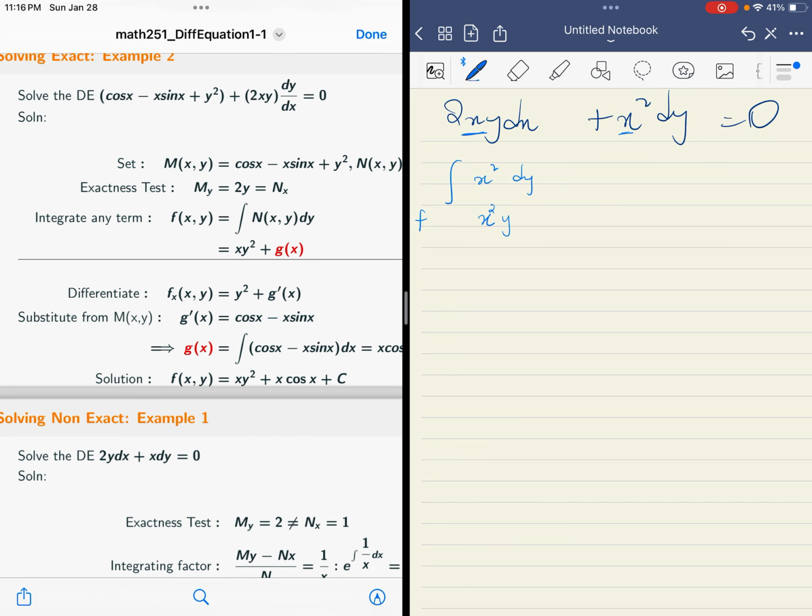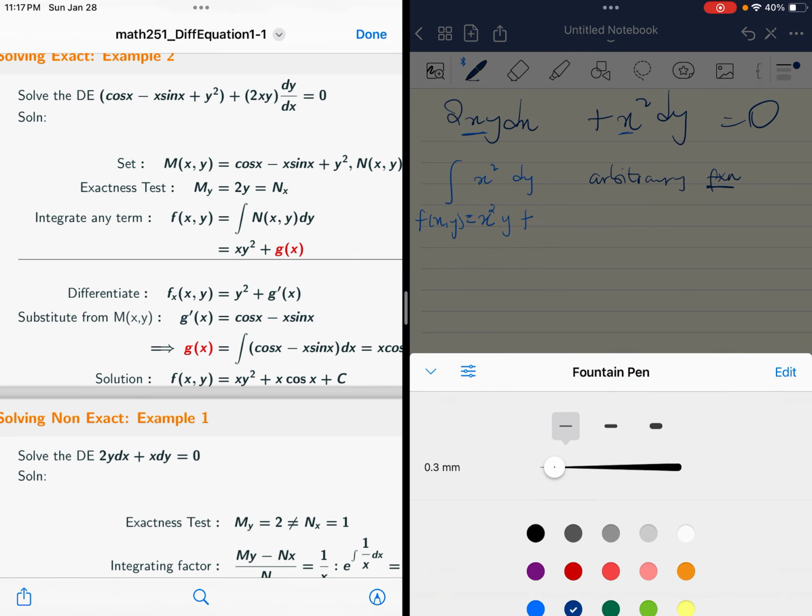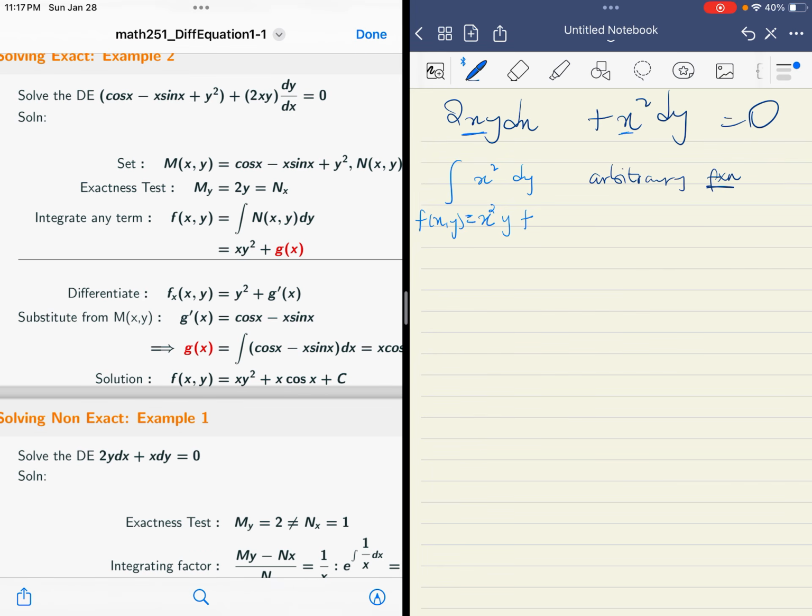So our solution, f of x y equals x squared y plus c. Is that right? Not necessarily. It is not completely right. It is not plus c. Like I said earlier, instead of an arbitrary constant, we introduce an arbitrary function, right? So what is this function going to be in this case? Since we integrated with respect to y, our arbitrary function will be in terms of x. So we represent that as g of x.